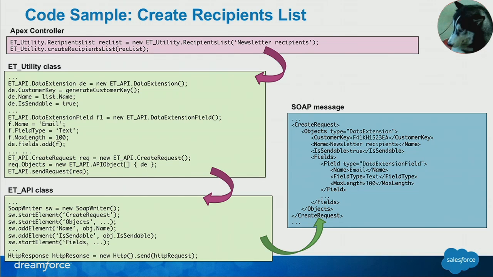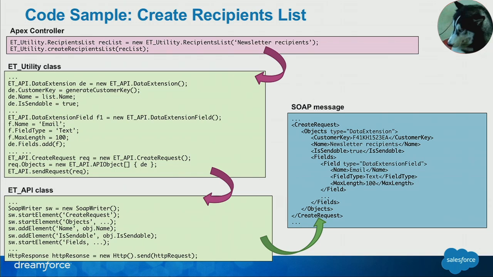I've mentioned the data extension is a data table in ExactTarget, so we can define the columns of this data table. These columns are called data extension fields. Here I've created just one example field, email, with the field type text and the maximum length 100. At the end, we wrap this whole data extension in an ET API create request and send it to the ET API class. The ET API class just creates the SOAP message for this request.